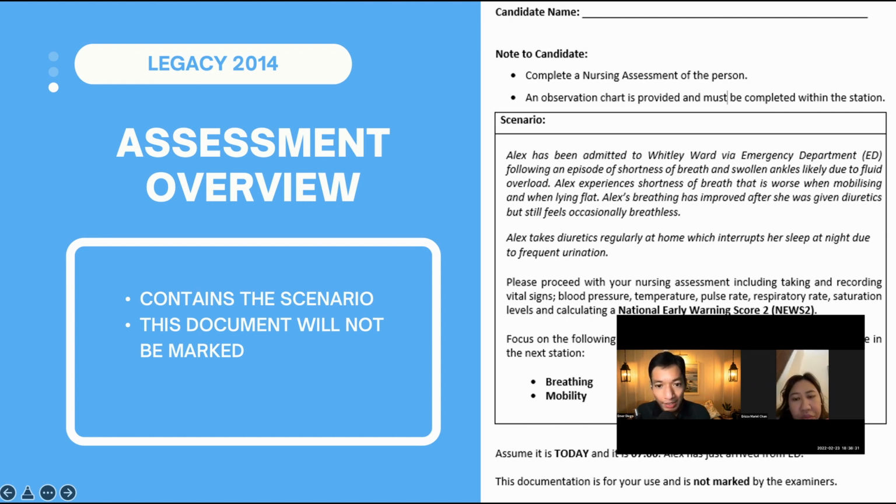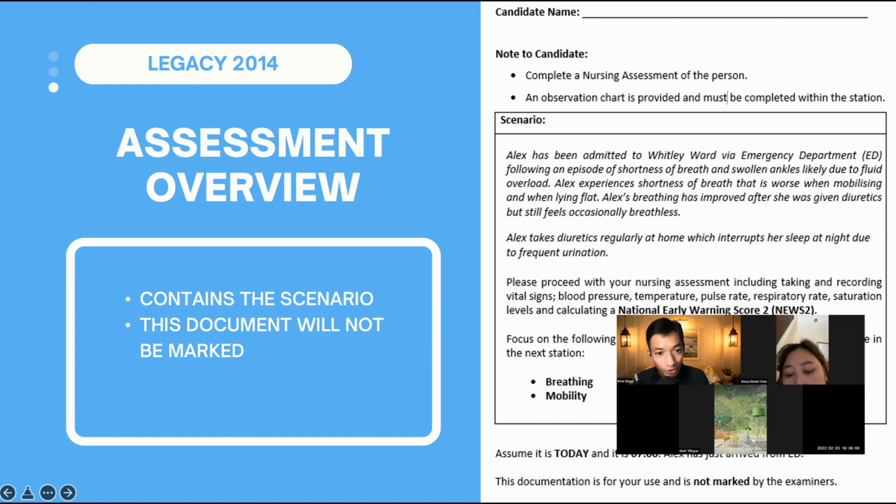The instruction is, please proceed with your nursing assessment, including taking and recording vital signs: blood pressure, temperature, pulse rate, respiratory rate, saturation levels, and calculating the National Early Warning Score. Please focus on breathing and mobility. Assume it is today, and it's 7 o'clock. Alex has just arrived from ED. This document is for your use, and it's not marked by the examiner. This document will tell you the scenario.